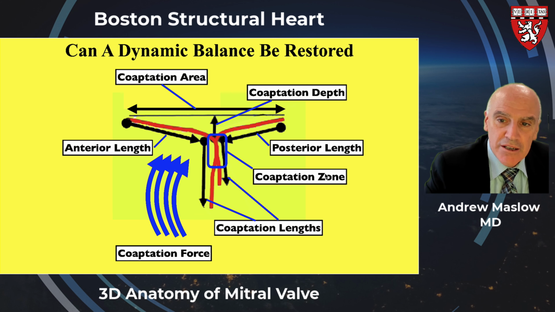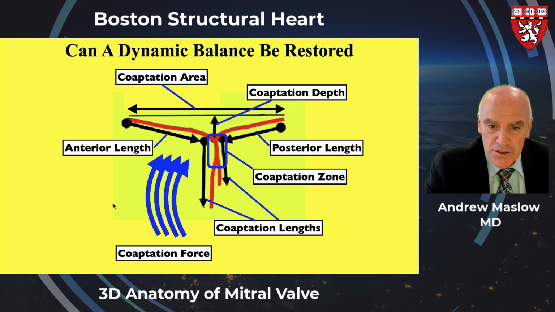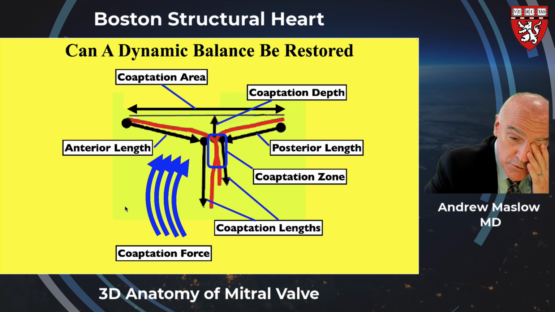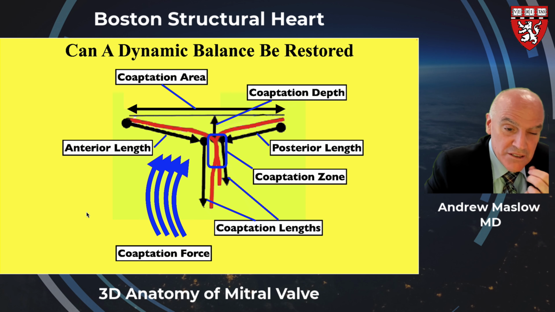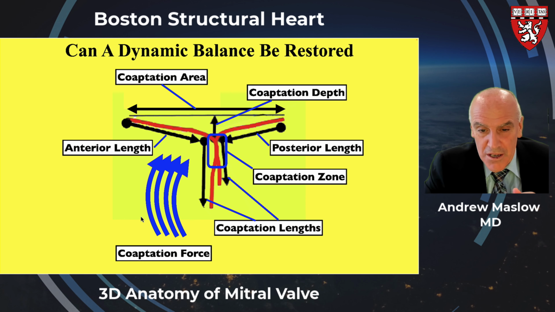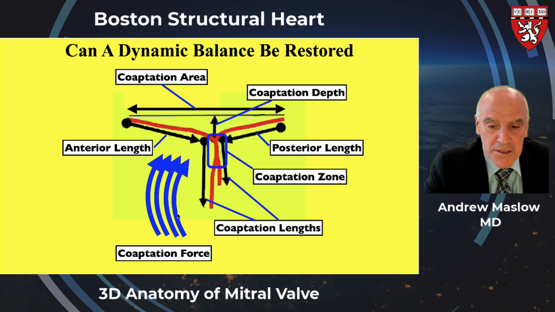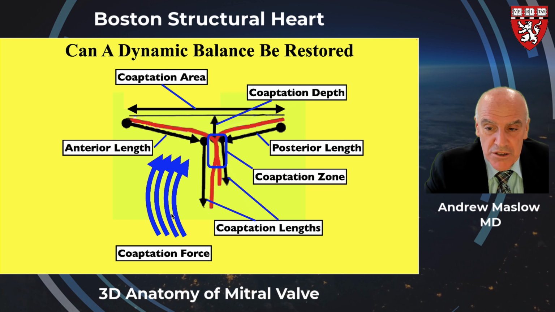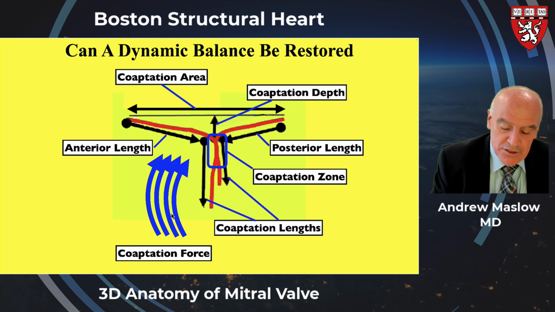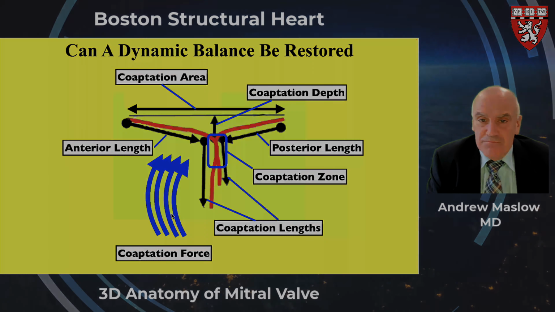The coaptation area and the coaptation depth give an idea of where the leaflets will be coapting, but perhaps more importantly is this coaptation zone. Preferably, the leaflets overlap by at least 4 to 6 millimeters to give proper coaptation. The posterior leaflet length is important. The anterior leaflet length is important. And perhaps what's not as appreciated is the coapting force that the ventricle provides to help push the leaflets back towards its imaging plane and improve its coaptation zone.